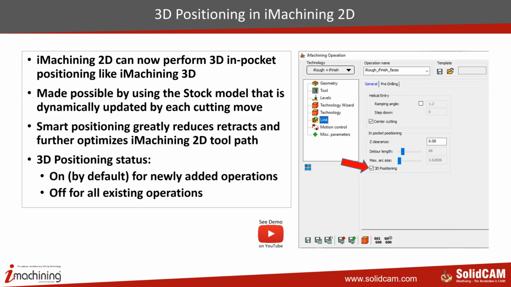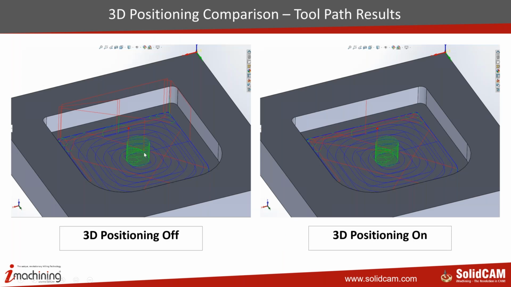Another new function introduced in iMachining 2D is 3D positioning. This is the new function available under Link. You can use this 3D positioning where, if you have a pocket like this, you would find a lot of retraction when it comes to the corner. It goes to the clearance plane, gets repositioned, and then machines this corner. If you use this 3D positioning function, you will not find any retraction. All the linking will happen within the same level. You will not find any retraction in the toolpath generation.